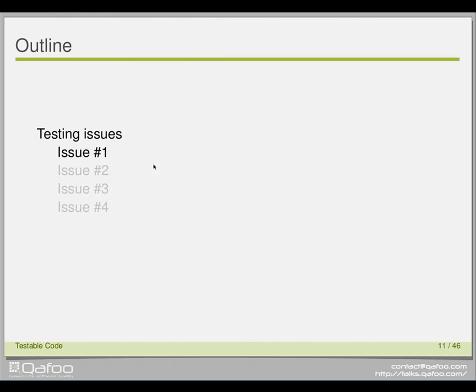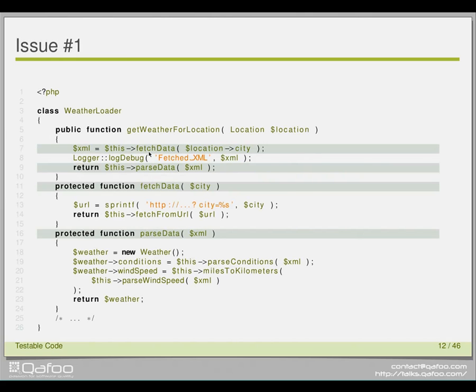As you can see, I've prepared 4 of the most common issues. So issue 1 is directly visible in that example. So let's open that again. As you can see here, there are some protected methods in the class which are called by the public method in order to dispatch certain parts of the execution.